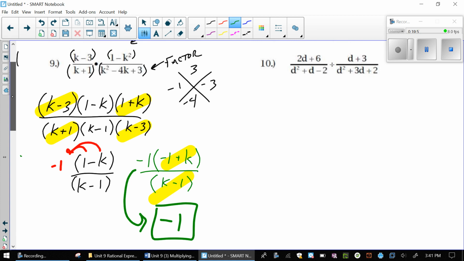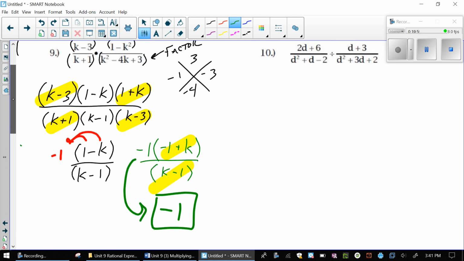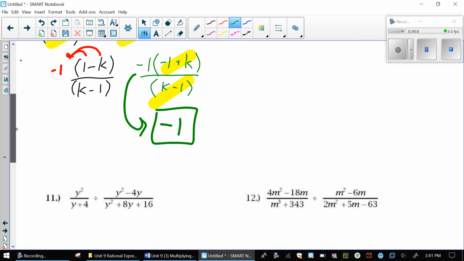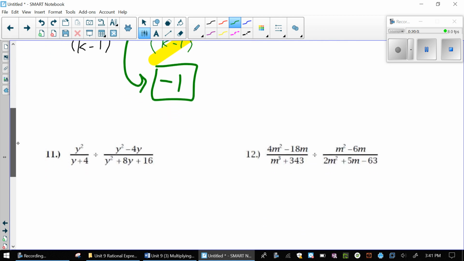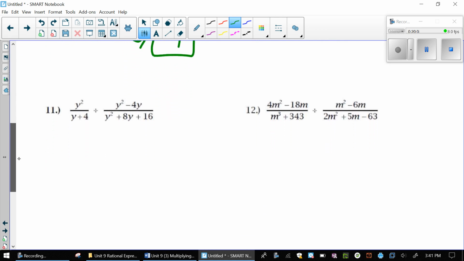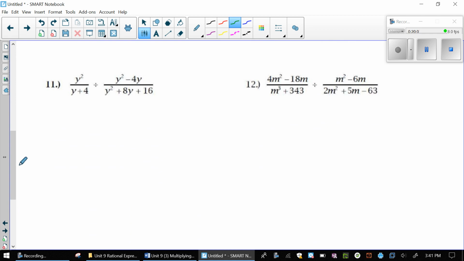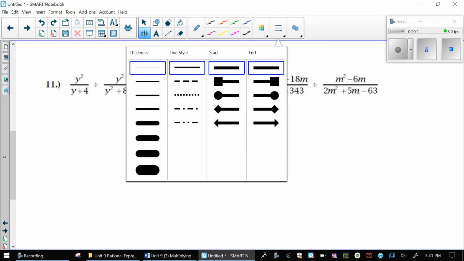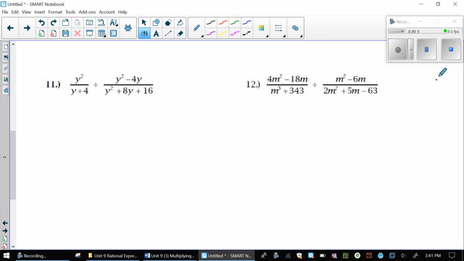Let's see. Number 10, division, that looks pretty easy to factor. I'm trying to think of what else may look a little more difficult. Yeah, you guys would probably want to see 12, I'm guessing. So let's go ahead and do 12. It's another division one. It looks a little more complex. Okay. But again, it's just practicing our factoring.